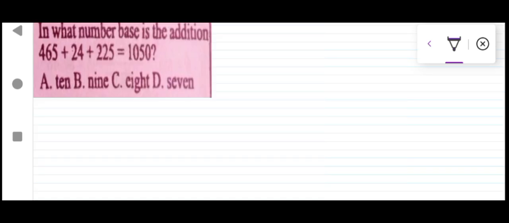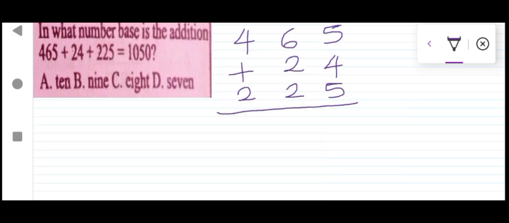Let's see this other question together. It says, in what number base is the addition 465 plus 24 plus 225 equals 1050? Let's try to arrange this properly. So we have 4.